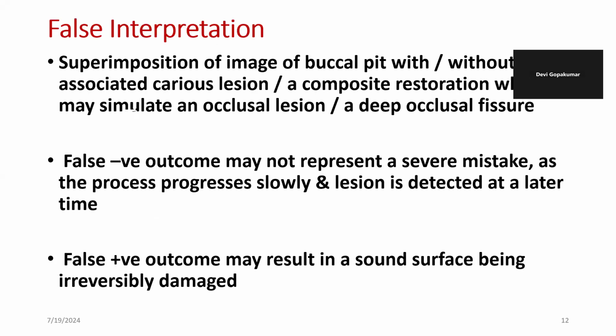False interpretations include superimposition of the image of a buccal pit with or without an associated caries lesion, a composite restoration which may simulate an occlusal lesion, and a deep occlusal fissure. A false negative outcome may not represent a severe mistake, as the process progresses slowly and the lesion is detected at a later time. A false positive outcome may result in a sound surface being irreversibly damaged.